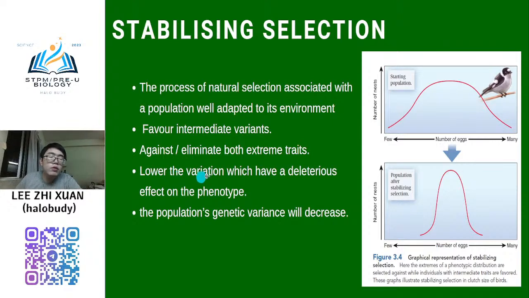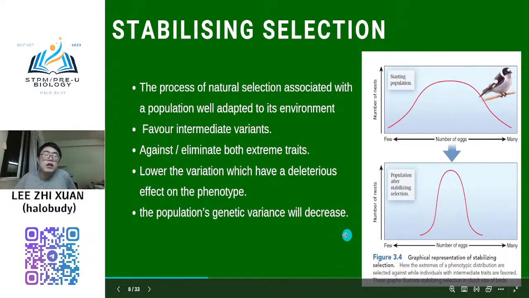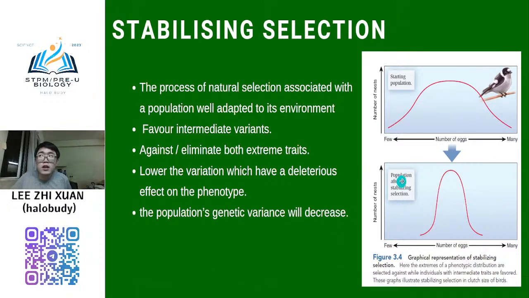Normally this will lower the variation, which has a deleterious effect on the phenotype, and also the population genetic variance will decrease. This means it will lower the differences, because all of them are intermediate, so the characteristics are almost the same. The variation is decreasing, and the population genetic variance is also decreased, meaning the genetic sequences of those organisms look very similar. They do not change much.